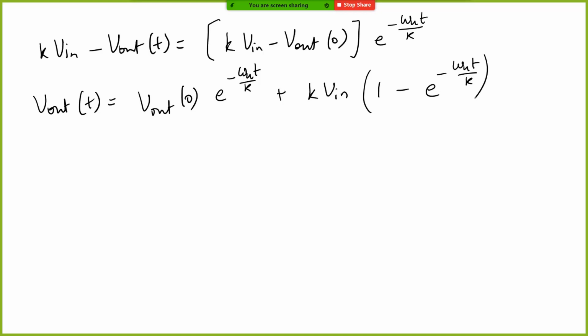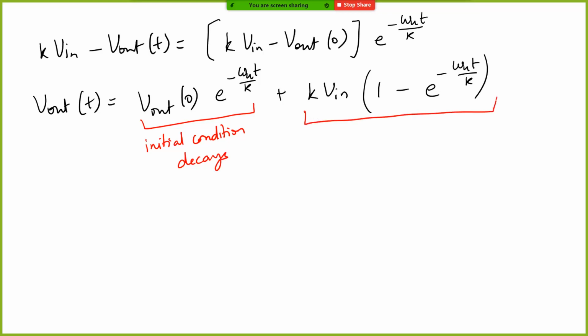Now what are we looking at here? There are two terms here, right. Basically all we did was to solve differential equations. Now what is this term? This term is basically telling us that the initial condition decays exponentially, and we see here that the output is rising up to the input in an exponential way. Many of you now will recognize this form of an equation, right.